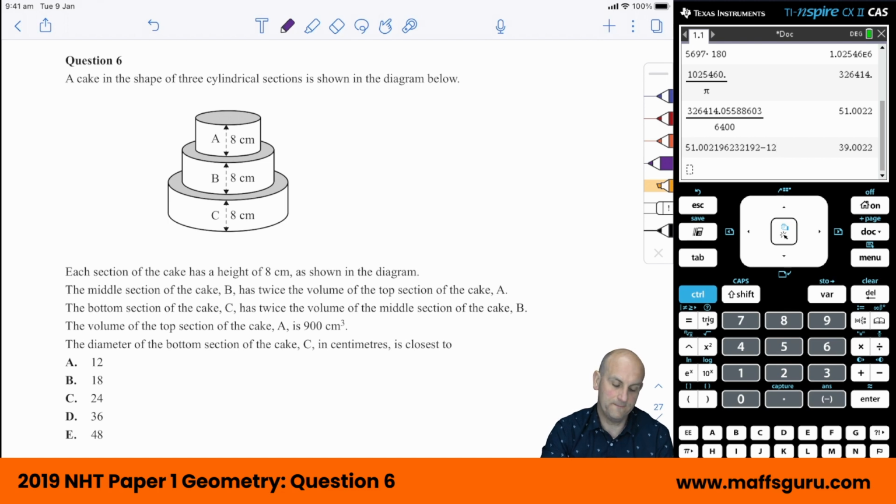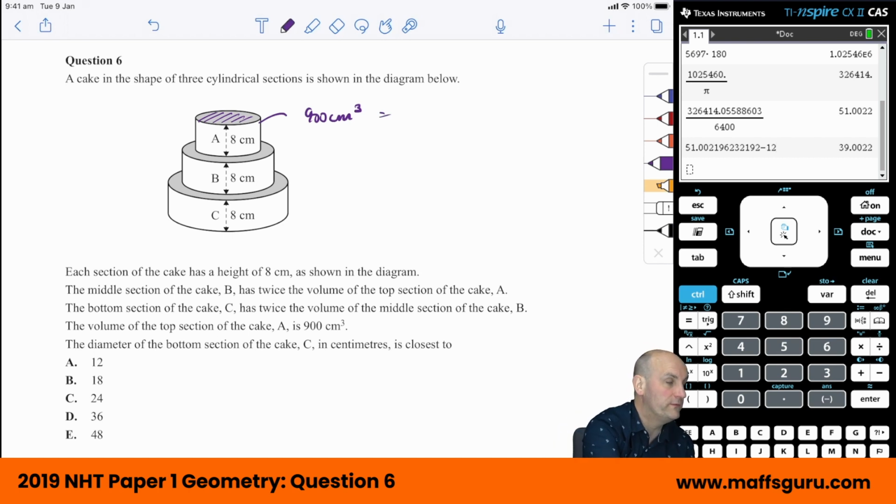All right, so the volume of the top section is 900 centimeters cubed, right? Okay, so that's 900 centimeters cubed. What do I then work out? Well, I can say that that gives me an area of 900 divided by 8.